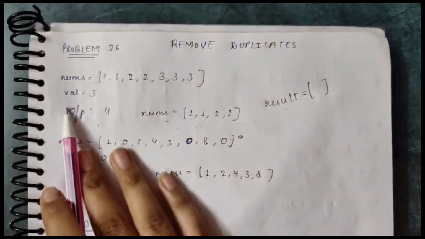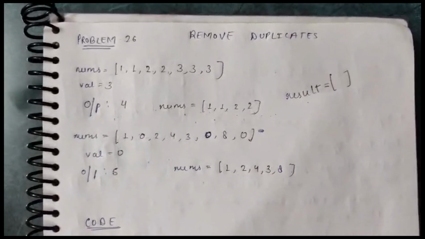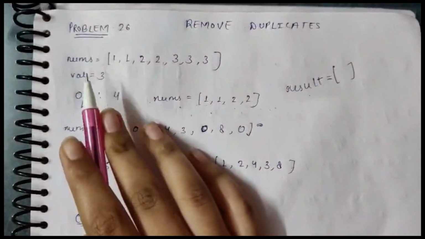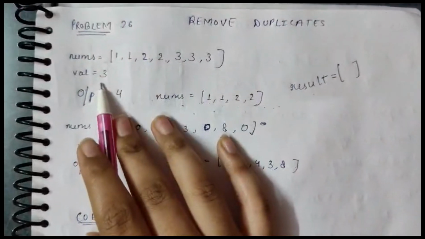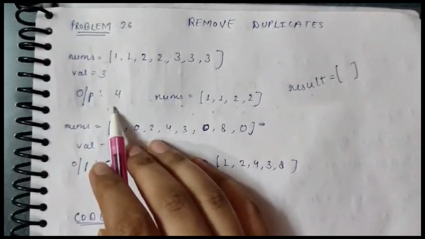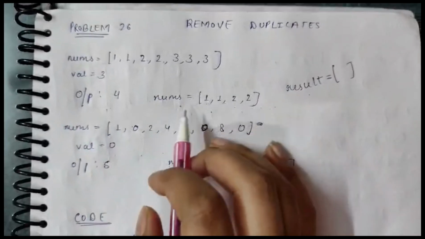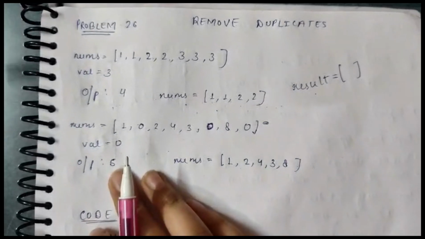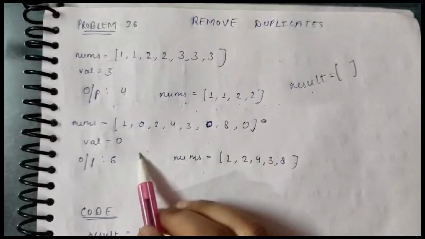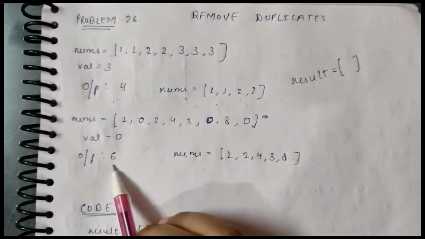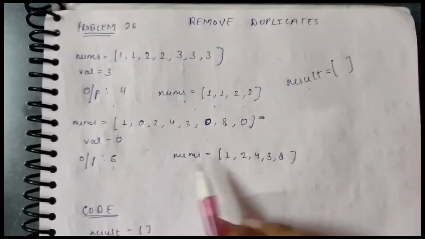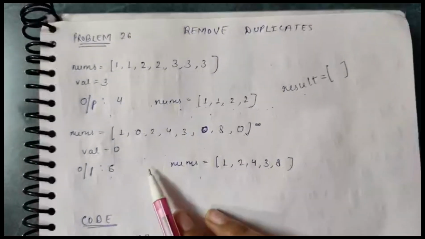Here is our problem number 26, remove duplicates. In this question, we have an array nums and a value. What we have to do is remove every occurrence of this value from this array nums. So, at the end, what we have to return is the length of the final array. Similarly, here also, we have to remove 0 from this array and return the length. At the end, the length should be 5. So the output will be 5 only.